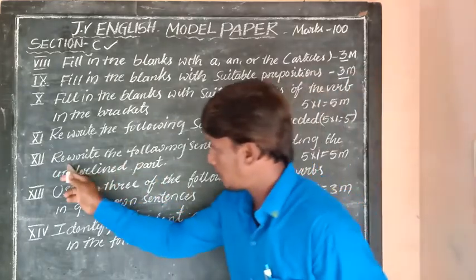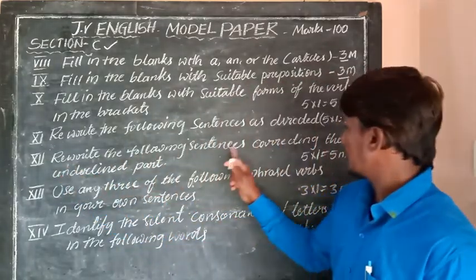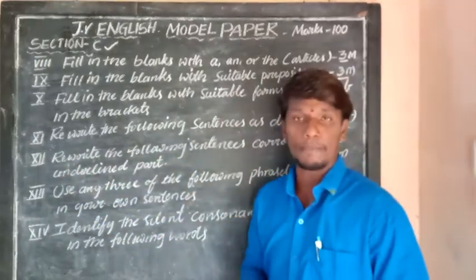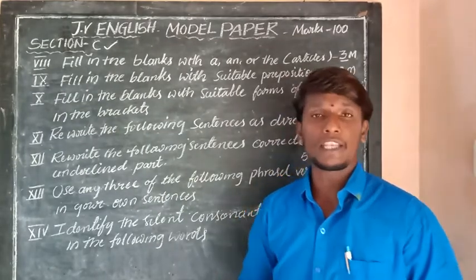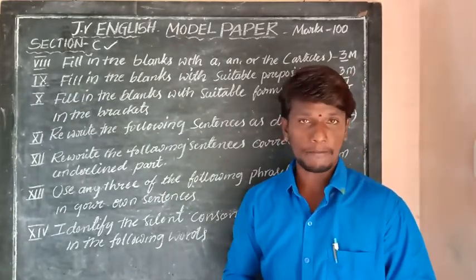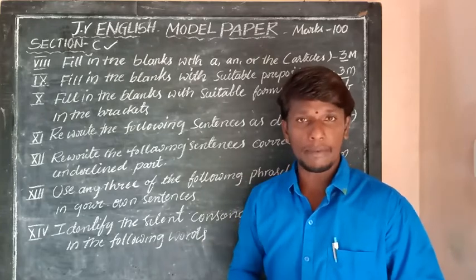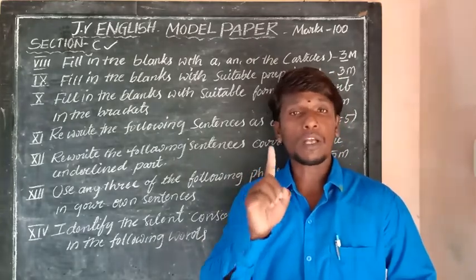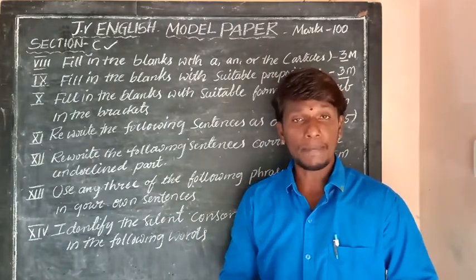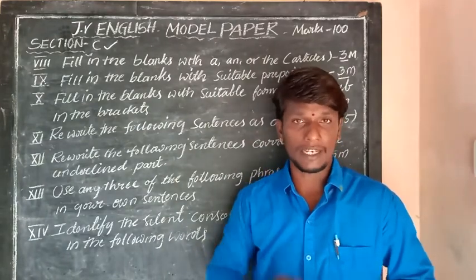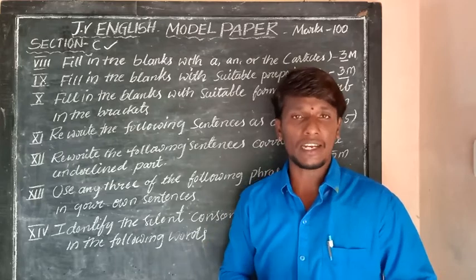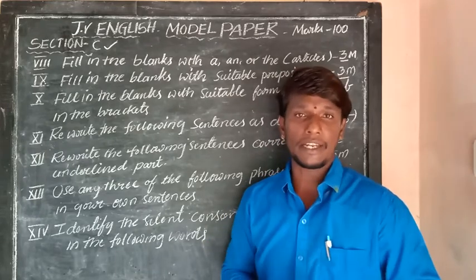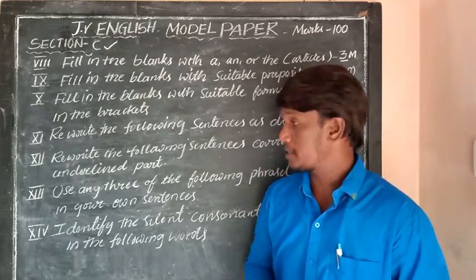12. Question number 12, rewrite the following sentences correcting the underlined part. This is simply nothing but correction of sentences. So 5 sentences will be given. In all these 5 sentences we find one word is underlined. That means the underlined word is not correct. You need to correct the underlined word and rewrite the sentence. So that is nothing but a correction of sentences.